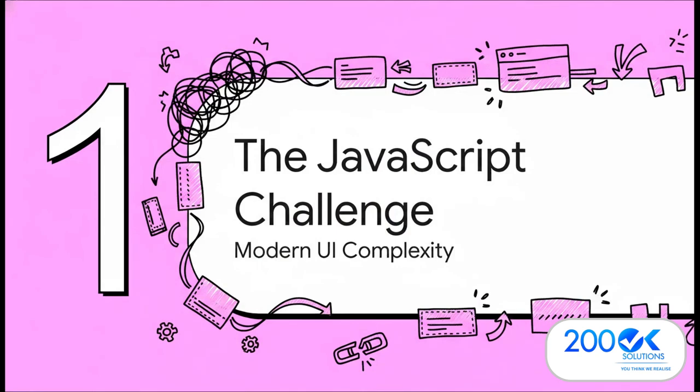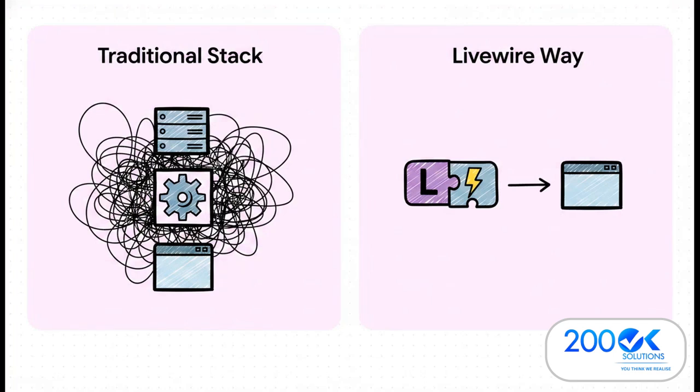To really get why Livewire is such a big deal, we first have to talk about the problem it was built to solve. And honestly, it's the sheer complexity that's crept into building modern user interfaces. And wow, this slide lays it out perfectly, right? On the left, you've got the traditional stack. You have your PHP backend, then you have to build an API layer, then you have a totally separate JavaScript application on the front end that has its own state management. I mean, it's powerful for sure, but that is a lot of moving parts.